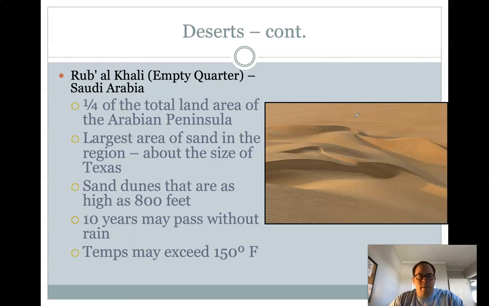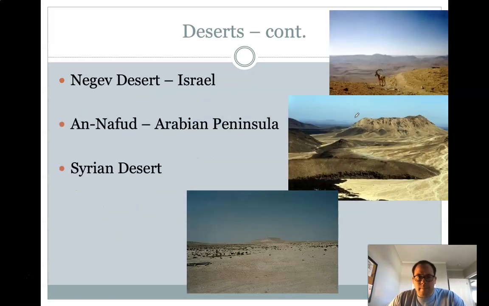There's an empty quarter of Saudi Arabia. A quarter of the land area of the peninsula is empty. The largest area of sand in the region, it's about the size of Texas. Sand dunes are as high as 800 feet. As much as 10 years may pass without rain in this part of the world. So, some more deserts.